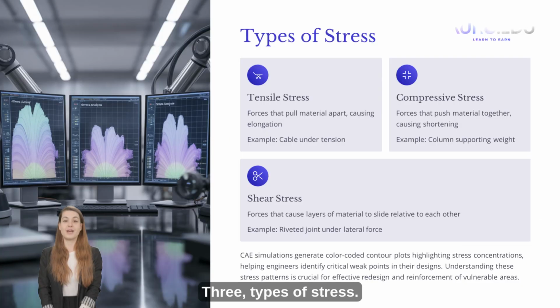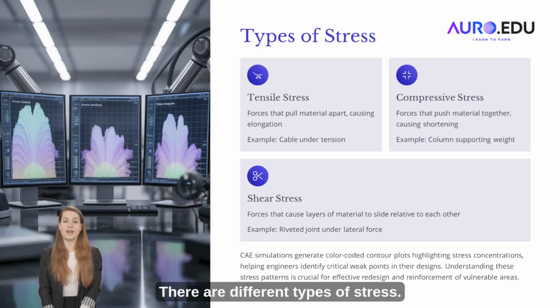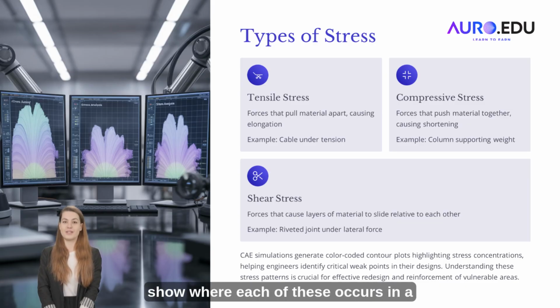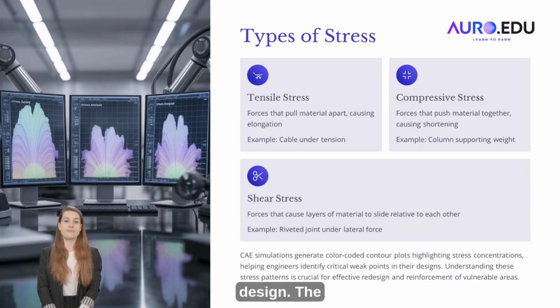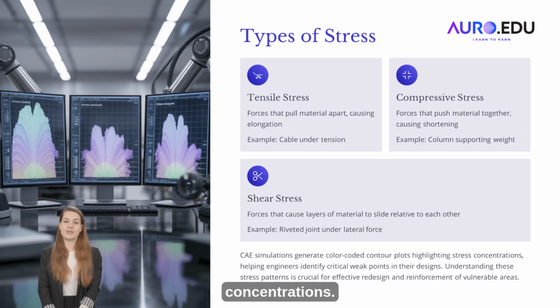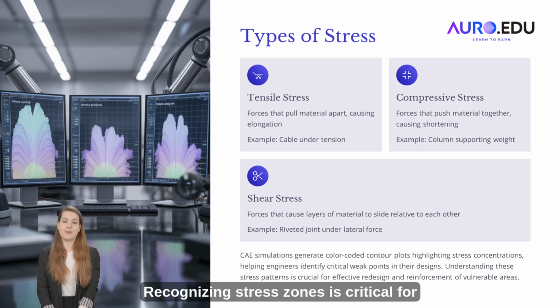3. Types of stress. There are different types of stress: tensile, compressive, and shear. CAE simulations show where each of these occurs in a design. The areas with maximum stress help us identify weak points. Color maps or contour plots in simulation results highlight these stress concentrations. Recognizing stress zones is critical for redesigning or reinforcing parts.